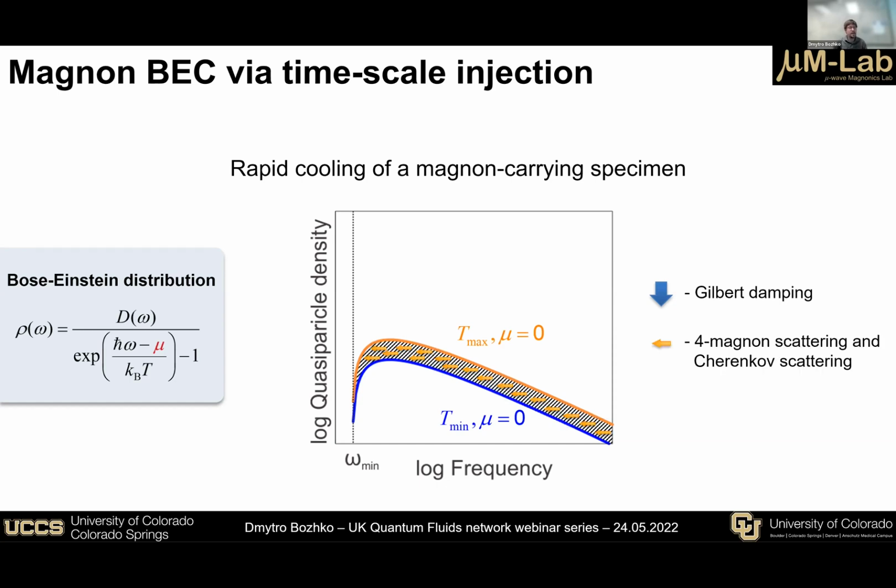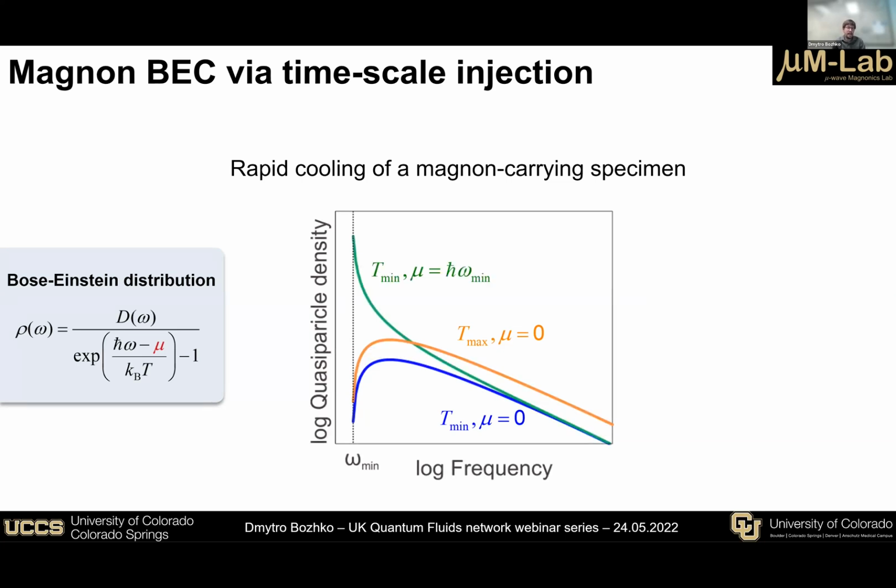At very high frequencies, the dominant processes for this scattering are four-magnon and also Cherenkov process scattering, which even enhance the flow of magnons toward the condensate. You can expect that the magnon condensate will form at some particular threshold of this cooling rate. But how to make this fast cooling?